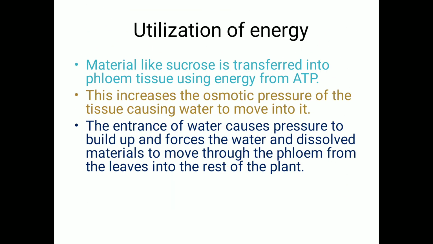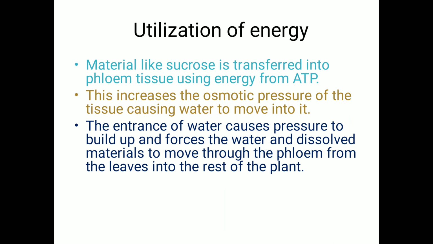So in that case, in the first step, there is utilization of energy. Material like sucrose is transferred into phloem tissue using energy from ATP. ATP is the energy currency of the cell, that is adenosine triphosphate. This increases the osmotic pressure of the tissue, causing water to move into it, and the entrance of water causes pressure to build up, and forces water and dissolved materials to move through the phloem from the leaves into the rest of the plant. So this was the transportation of food in the plants with the help of phloem tissue.